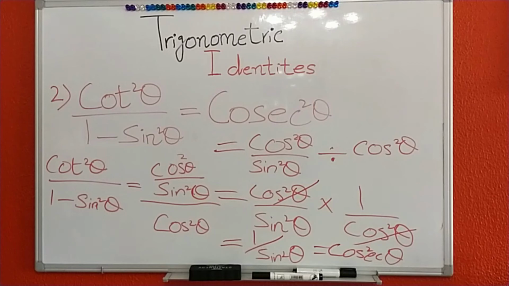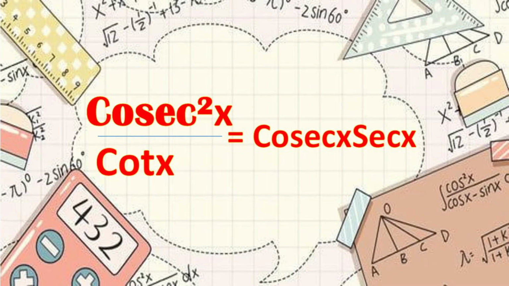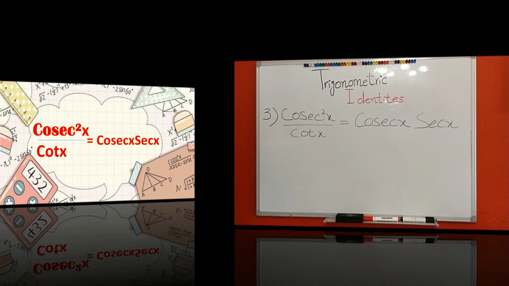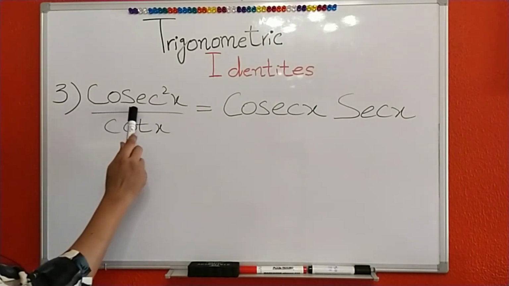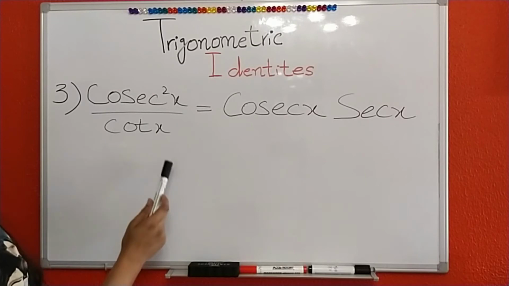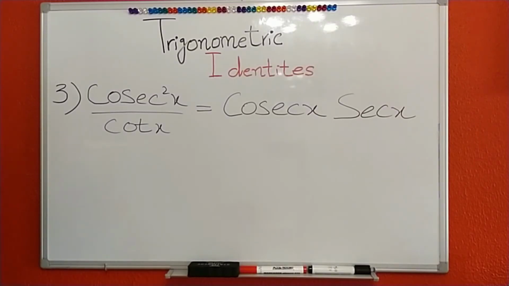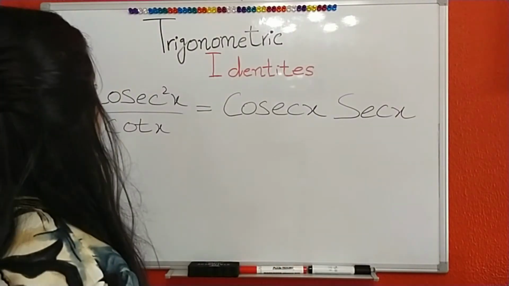If you want to copy, you can copy it. Okay students, the question is now cosec² x over cot x is equal to cosec x multiplied by sec x.